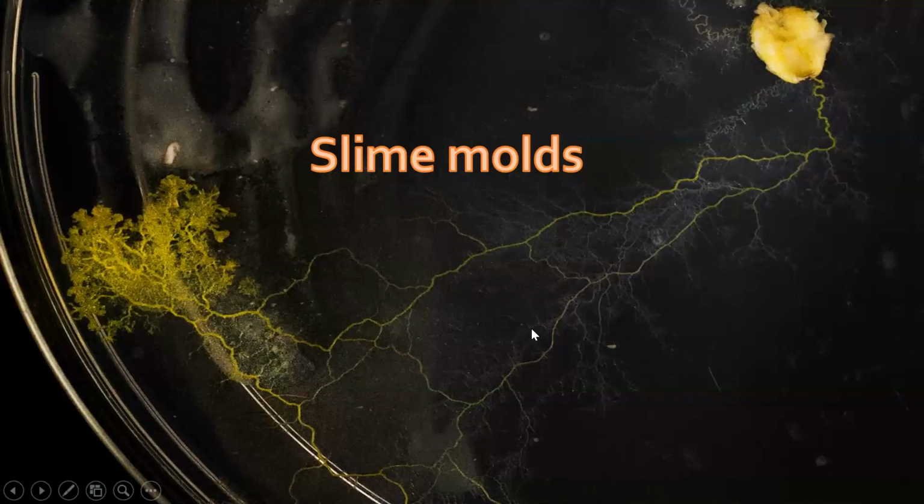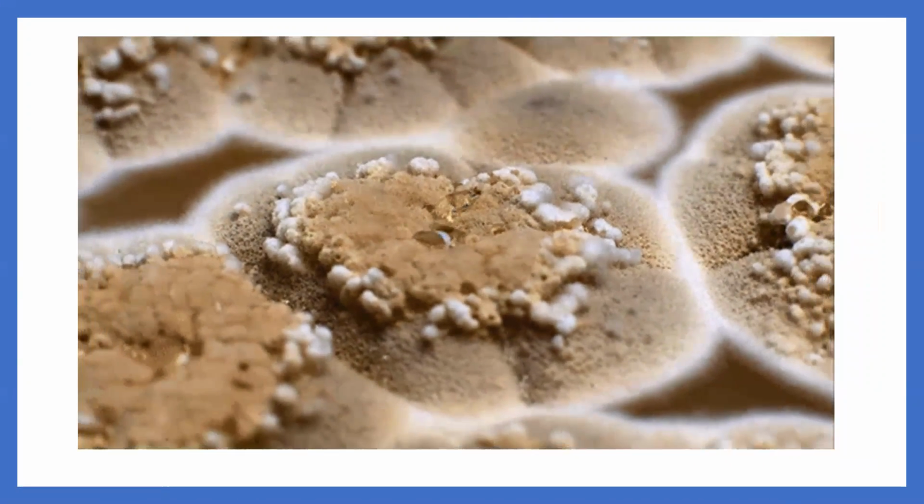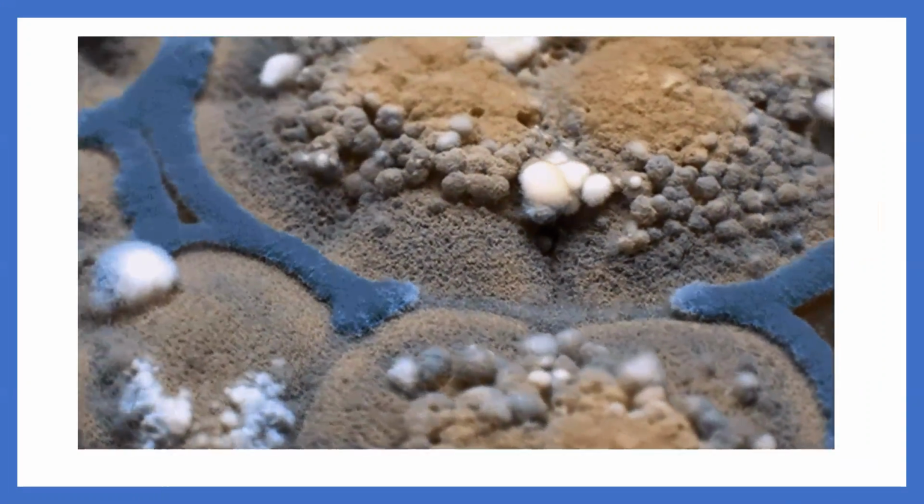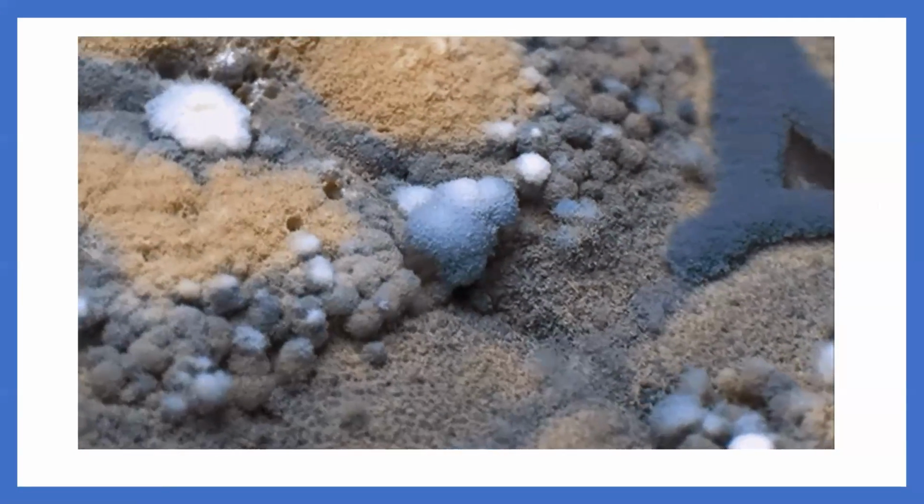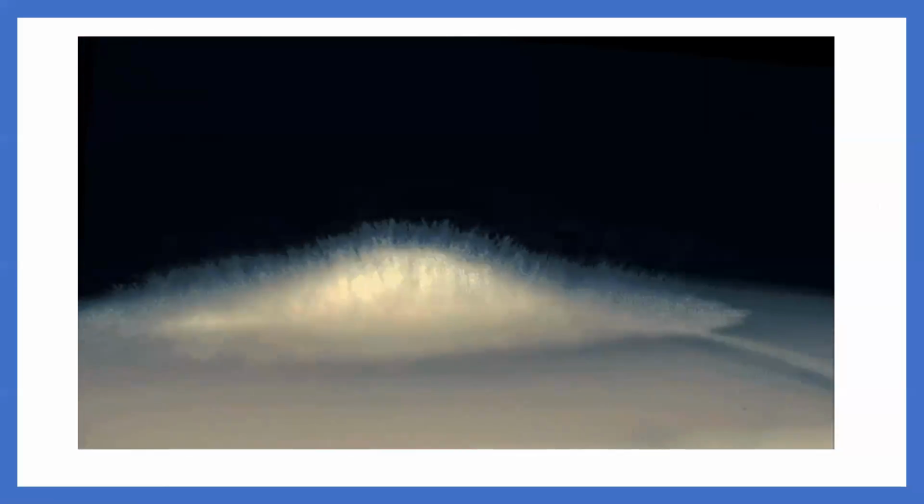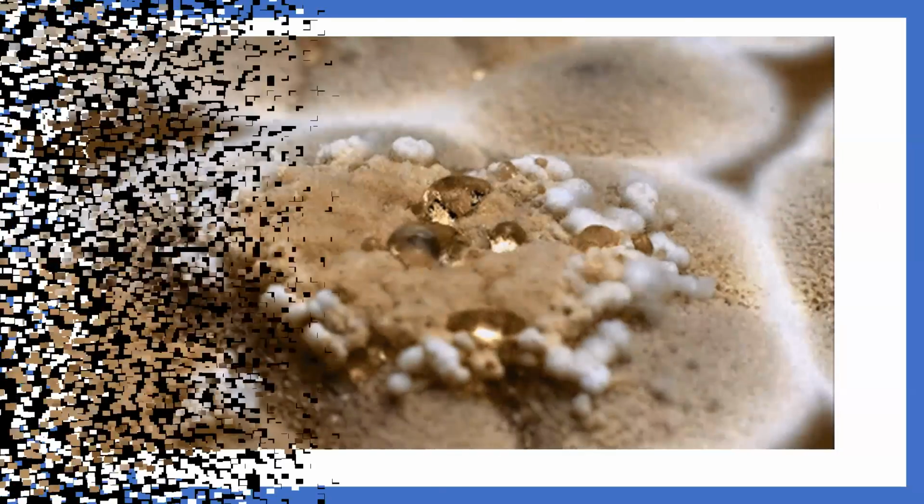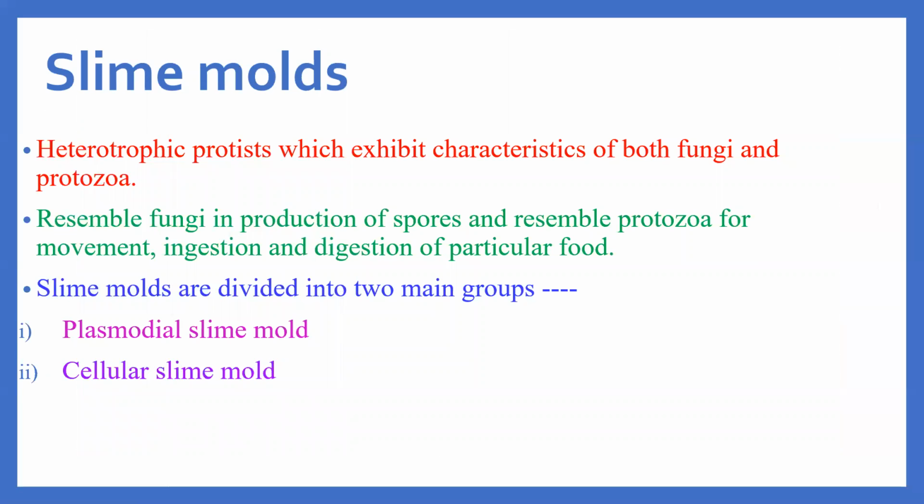Now we are coming to slime molds. So these are the slime molds which are grown on some substrate, on the food material. So these are heterotrophic protists, that means they do not photosynthesize, which exhibit characteristics both of fungi and protozoa. They resemble fungi in production of spores and resemble protozoa for movement, ingestion, and digestion of particulate food.